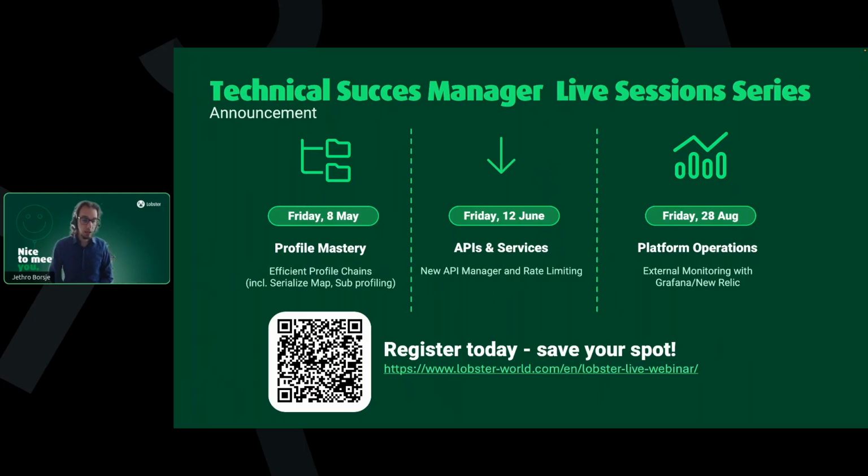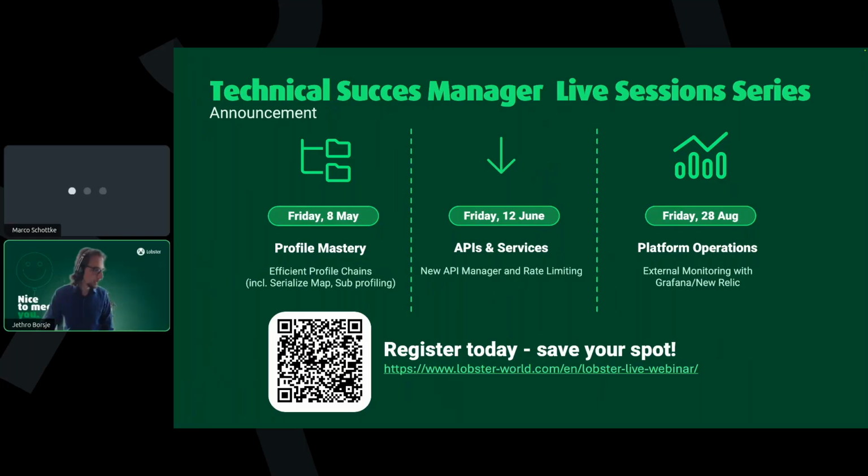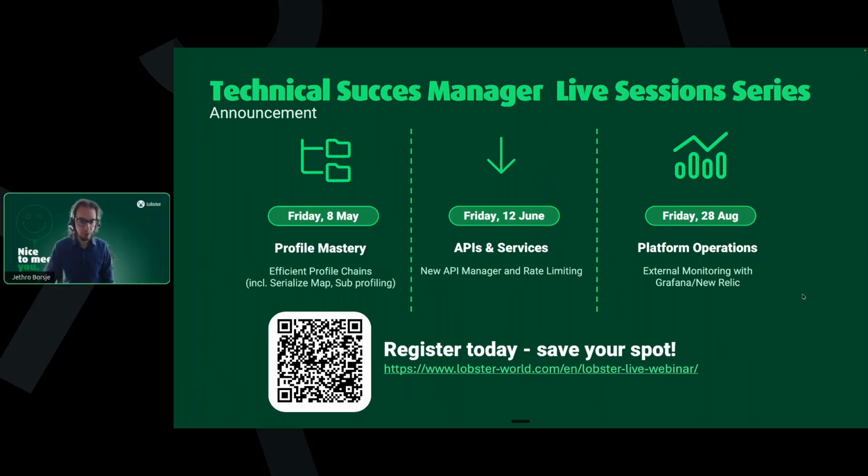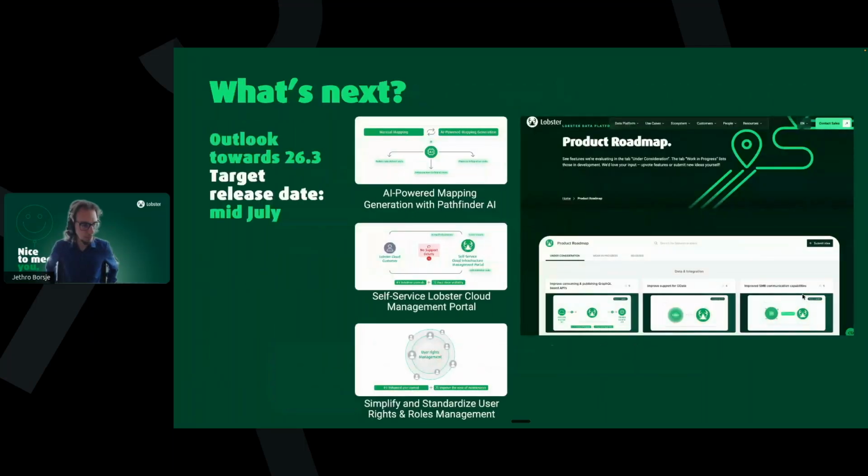Then, if we move forward, we can also take a look at what's coming up next. If you can go ahead, Marco. So, what's next? What will be in our next release in the summer? It's scheduled for mid-July. There will be 3 things, and one thing on the top here, the core will be around AI-powered mapping generation with Pathfinder.